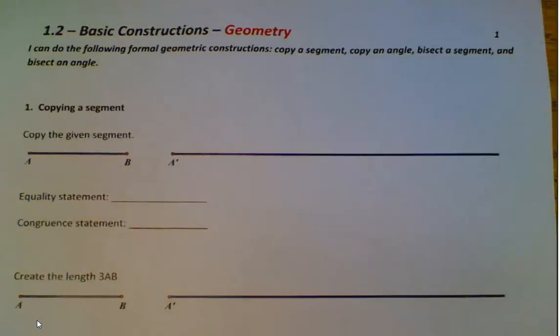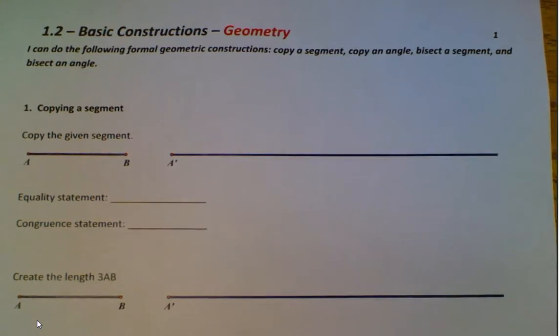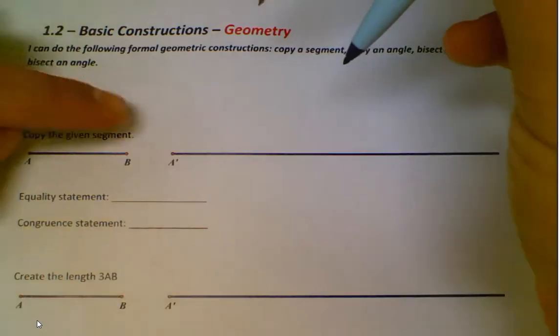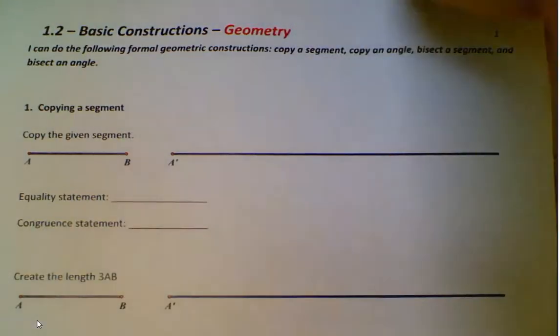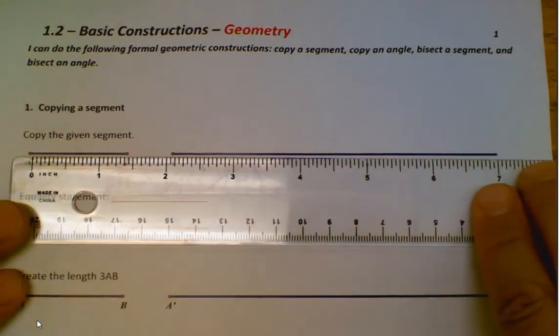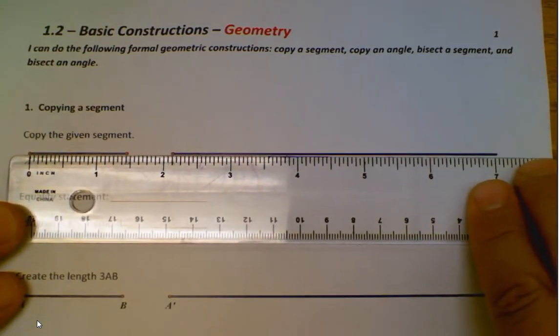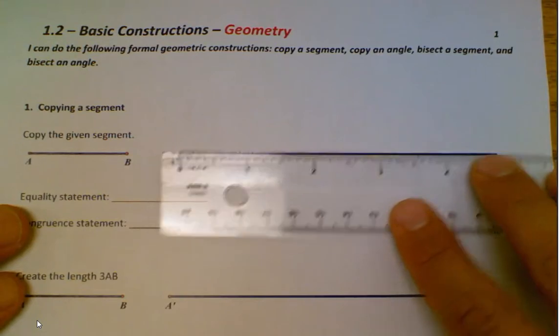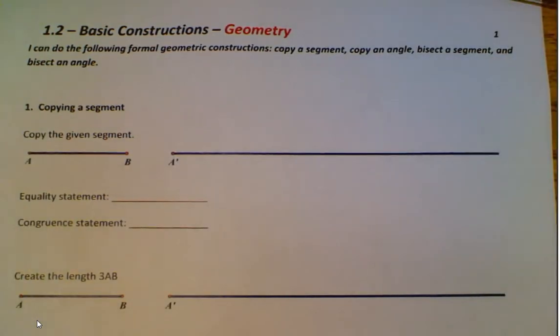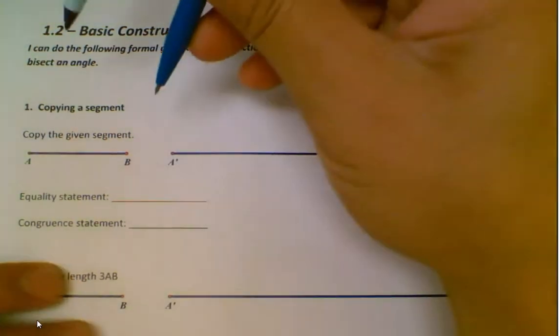So first off we're going to copy a segment. What you might do is you might just draw it or take a ruler and say, oh hey, that's about 1.5 inches. I'll just put 1.5 inches over there. That's not the way I want you to copy the segments. I need you to do it with the compass.